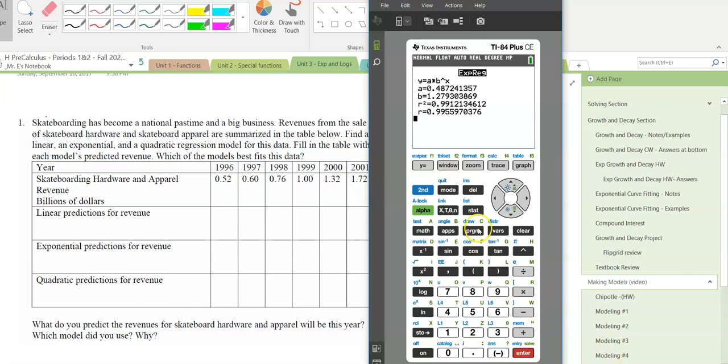And then finally, the last one is the quadratic prediction. So Stat, go to Calculate, and go down to quadratic, number 5. List 1, list 2.